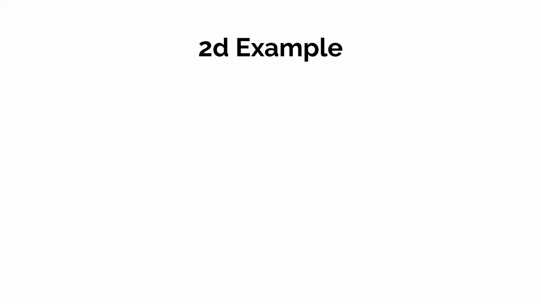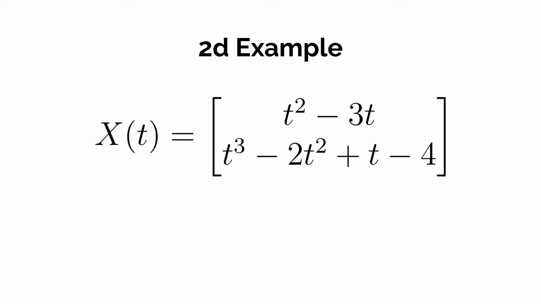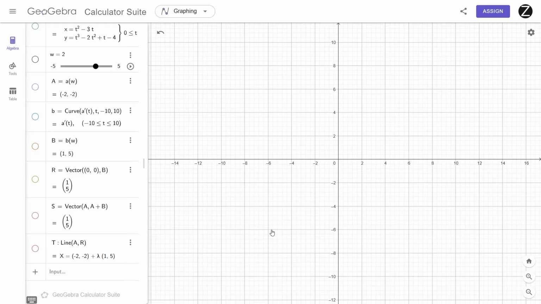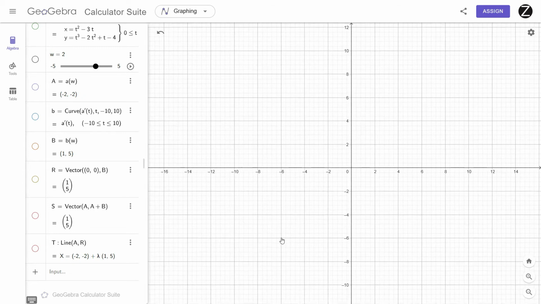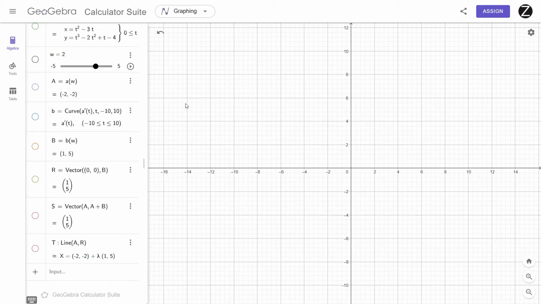So, for our 2D example, we're going to be finding the tangent line for the vector function x of t equals t squared minus 3t, t cubed minus 2t squared plus t minus 4. To explain here, this top function t squared minus 3t will be x, and t cubed minus 2t squared plus t minus 4 will be our y. And we will be figuring out the tangent line specifically when t equals 2. So here is our little graph here, and we're going to start by plotting our original curve.